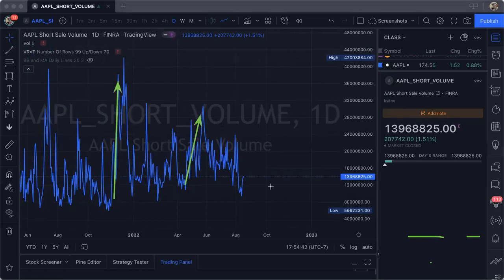Okay. And then when it shoots down, that's them covering. You know, when you have them buy back their shares and it shoots down in short volume, that usually causes price to go up. So this is an inverse relationship, okay?